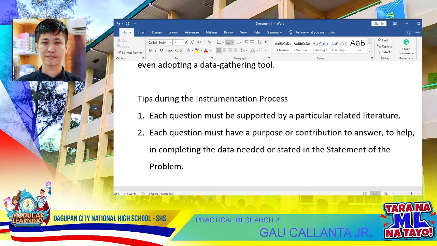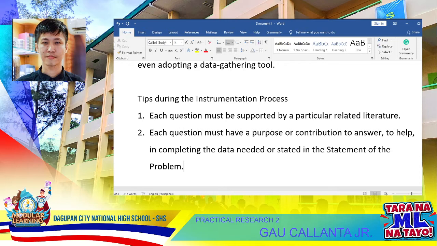Each question must have a purpose or contribution to answer, to help in completing the data needed or stated in the statement of the problem. So you do not just write a question because it is related or relevant to your topic, but you write a question only if it is needed and if it will help you answer a particular question in the statement of the problem. That's the only time you could write a question. And of course, at the same time, it should also be supported by a particular related literature.